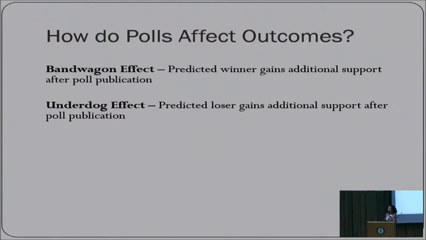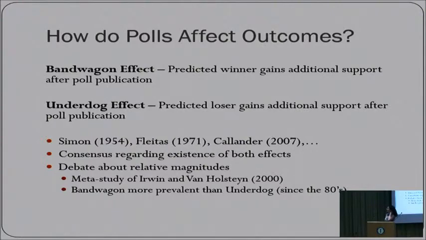How about outcomes? Now, in this literature, there are two types of phenomena that people discuss. One is the bandwagon effect, and the other is the underdog effect, and they say exactly the opposite of one another. The bandwagon effect says that the predicted winner gains additional support after the poll publication, and the underdog effect is the opposite, which is that the predicted loser gains additional support after poll publication. Now, in the political science literature, there's a consensus that both of these things exist, and there is a long-standing debate as to which one is the dominant effect.